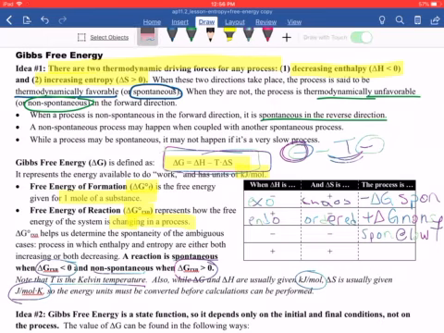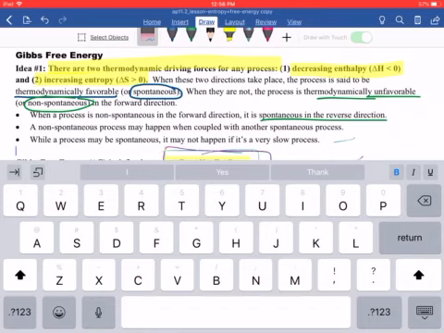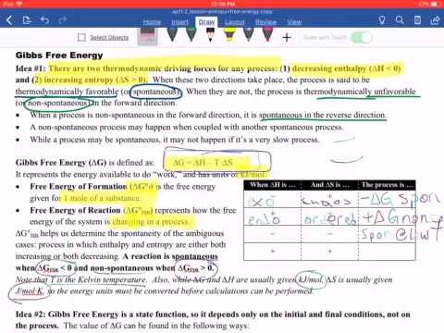Likewise, when, I'm going to go ahead and erase that. Okay, it won't let me erase that.